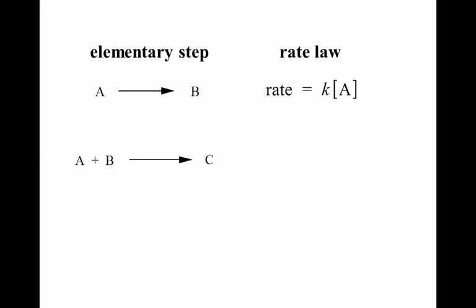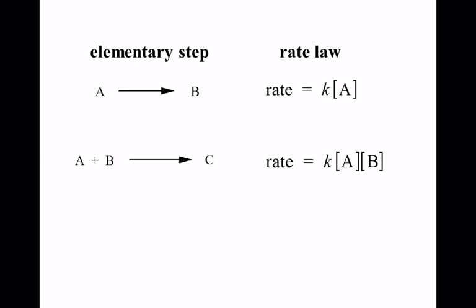Okay, so if this is an elementary step, this is bimolecular, the stoichiometric coefficient of A is 1, the stoichiometric coefficient of B is 1, then actually we can write the rate law expression using those stoichiometric coefficients as reaction orders. This only works because it's an elementary step. So the rate law expression for this one is rate is equal to K times the molar concentration of A raised to the first power times the molar concentration of B raised to the first power.